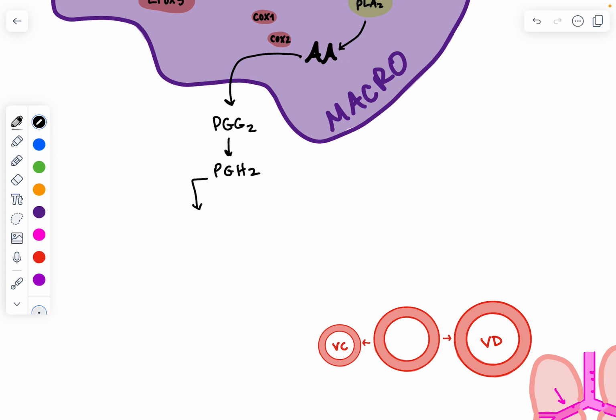From here, prostaglandin H2 can be converted into a couple different prostaglandins, which have similar but a little bit different effects on the body. So the first one is prostaglandin I2, which is also known as prostacyclin, as well as thromboxane A2. Now, prostaglandin I2 is a pro-inflammatory mediator, which causes vasodilation and inhibits platelet aggregation.